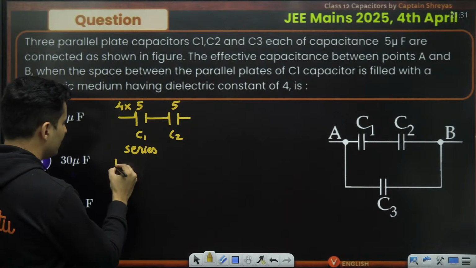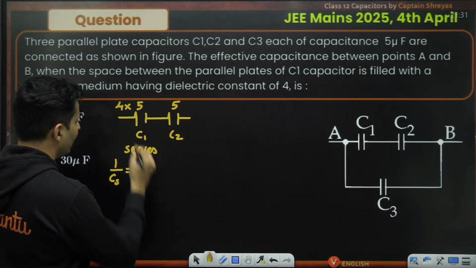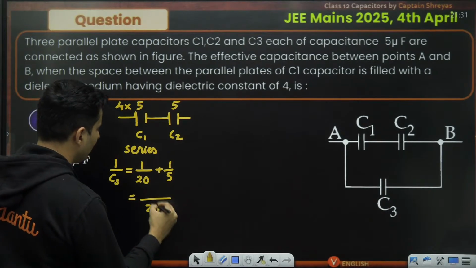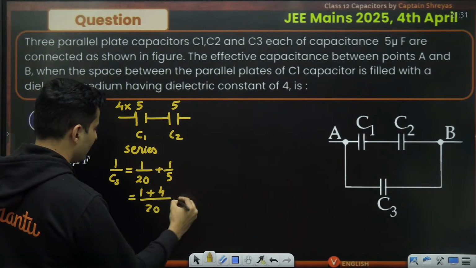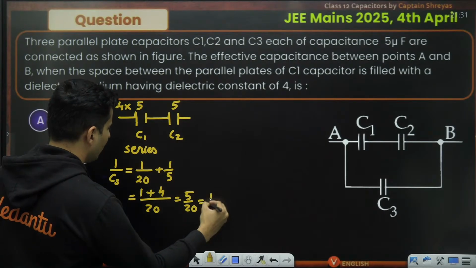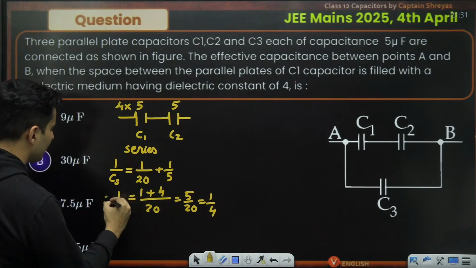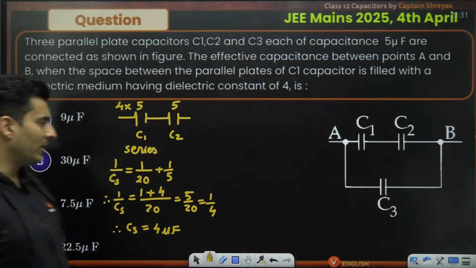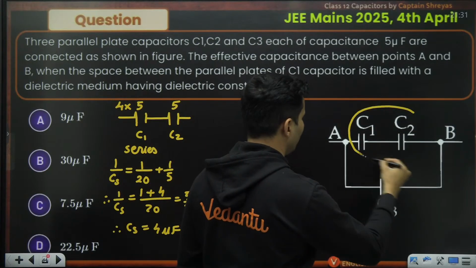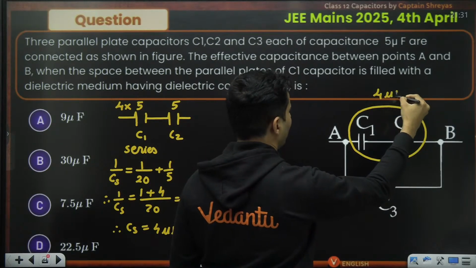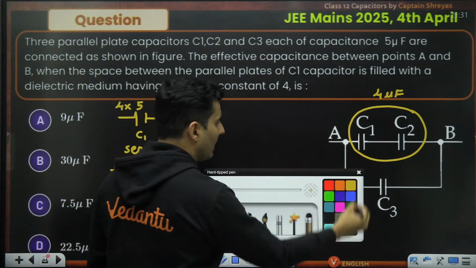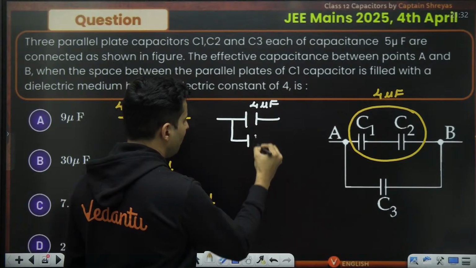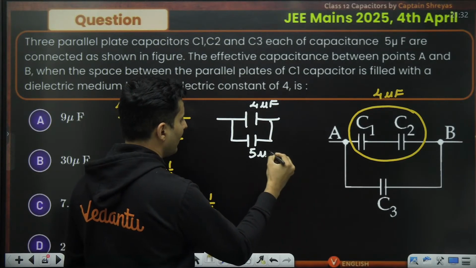So when they are in series, 1 by Cs will be 1 by C1, which is 20, plus 1 by 5. LCM is 20, so it will be 1 plus 4, which is 5 by 20, which is 1 by 4, that is 1 by Cs. Therefore, Cs will be 4 microfarad. So the combination of both of them is nothing but 4 microfarad.